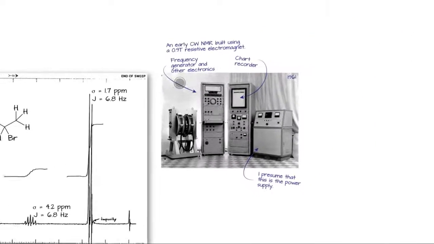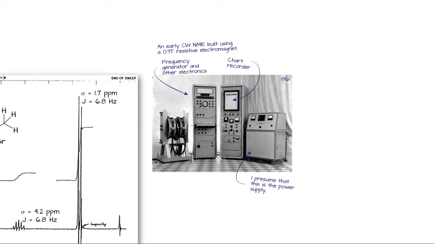So here's an old blast from the past. This is from the 1960s, early 1960s. We have a 0.9 Tesla resistive magnet, so that's a pure electromagnet. That'd be a 40 megahertz magnet. There's the chart recorder for collecting your signal. There's your frequency generator and all your electronics, and I presume that this is the power supply for the whole thing.